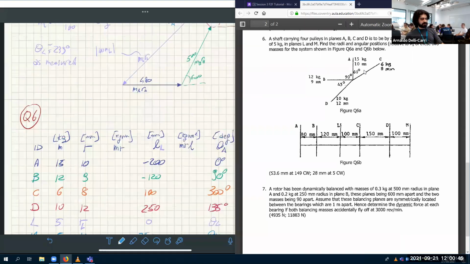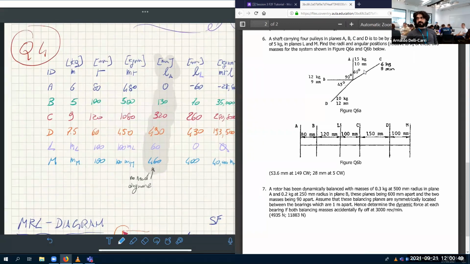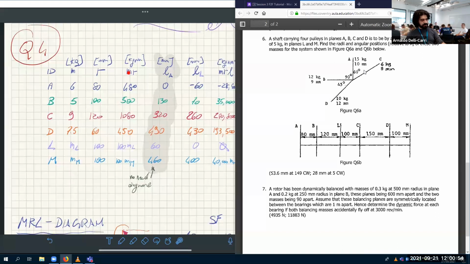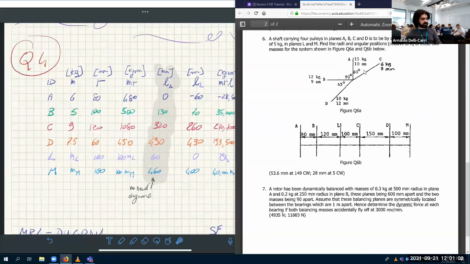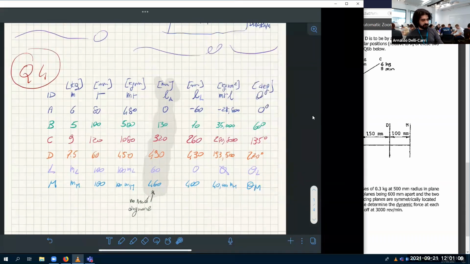Let's go back to the previous exercise. Can you draw the MR diagram first? No. Why? Because in the MR column, you have two unknowns, this and this, and this and this. You have 4 unknowns in the same MR diagram. That's impossible. A vector diagram can solve for 2 unknowns.